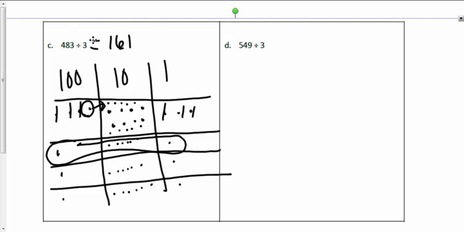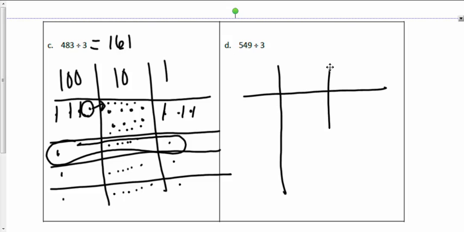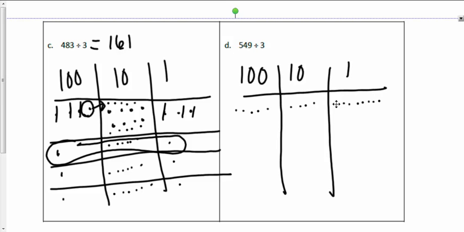No remainder. All right, so let's try 549 divided by 3. Again, if you think you can do this by yourself, go ahead. And if you get it wrong, it's okay. Just erase it and fix it. All right, so we're going to have 549, and we're dividing this into 3 groups. So there's my 3 groups.